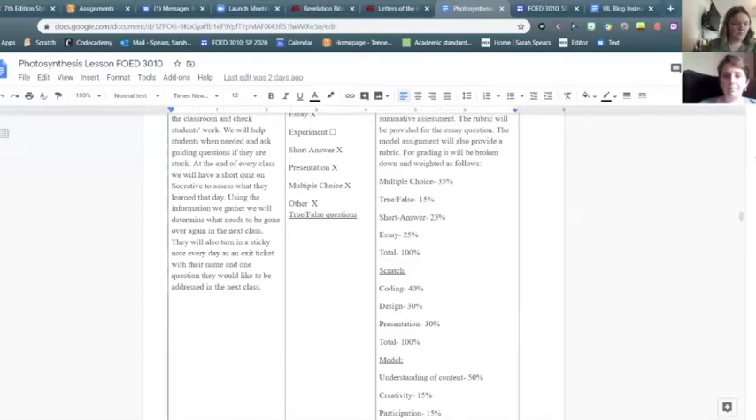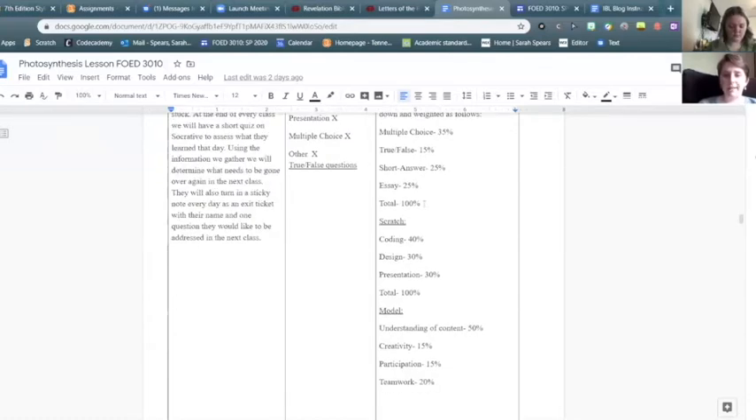So on the summative assessment, this is how we're going to be weighting all the questions. So we're doing multiple choice is 35%, true and false 15%, short answer 25, and essays 25. And then for Scratch, we're really going to be focusing on how they did their coding and their program. Does it work? We're also going to be looking at the design because we want our students to be creative and have fun with this project.